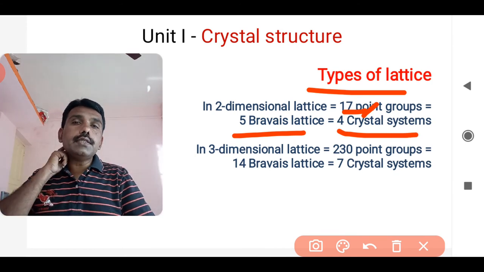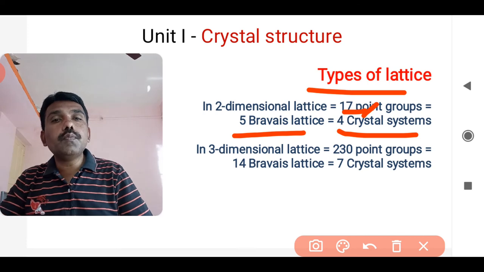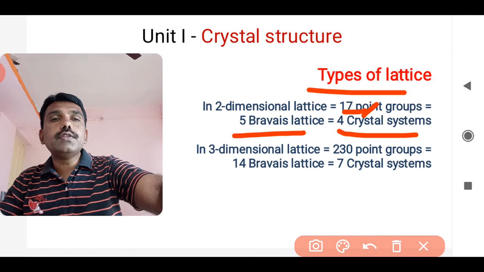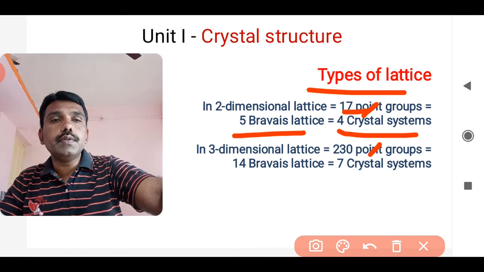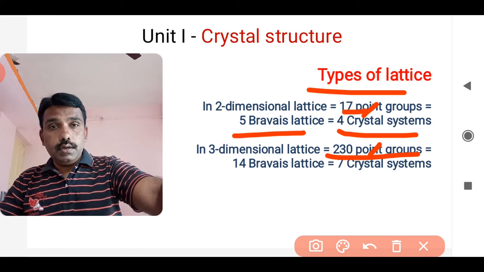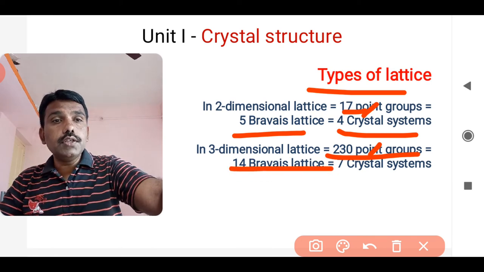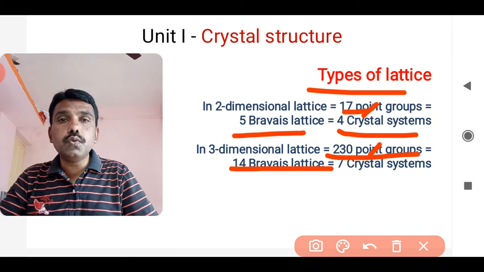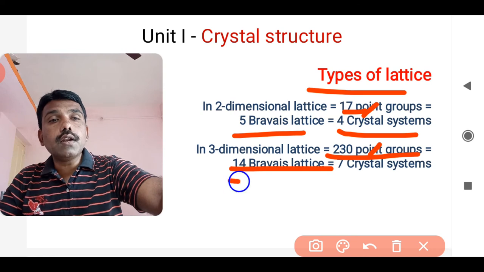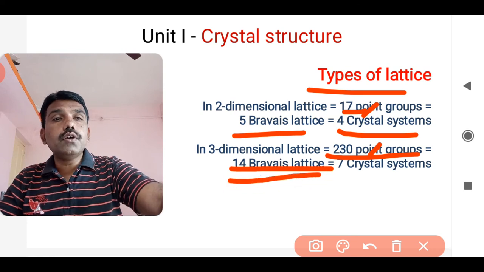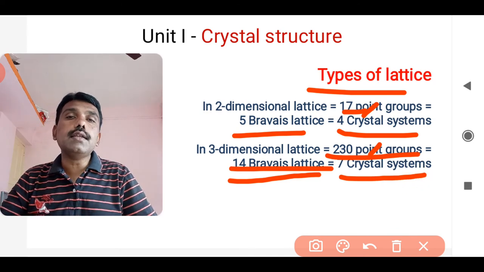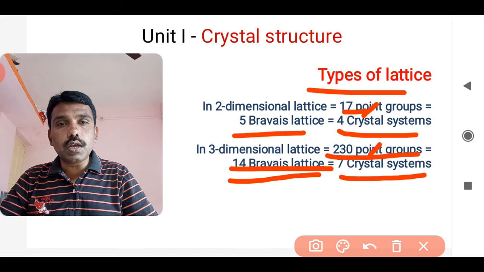Again, in the three-dimensional case, 32 point groups are possible. And here it should be space, not point: 230 space groups are possible. Again, excuse me, with these 230 space groups or the 32 point groups, the Bravais lattices formed are 14, and with those 14 Bravais lattices, 7 crystal systems are formed.